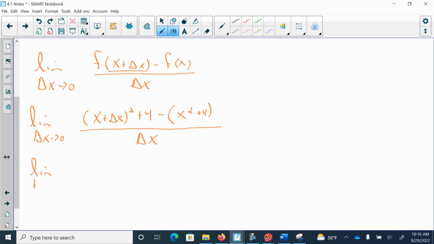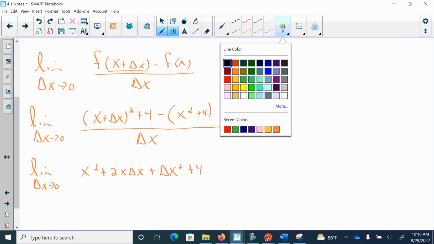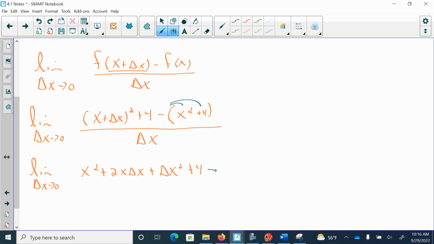Biggest mistake is not squaring that binomial correctly. When I square this binomial, how many terms will I have? 3, right? So I'll have x squared. What's my middle term? 2x delta x. And then plus delta x squared. And then here's that plus 4. And now I'm distributing this negative sign. So I'm going to have minus x squared minus 4. And this is all over delta x.